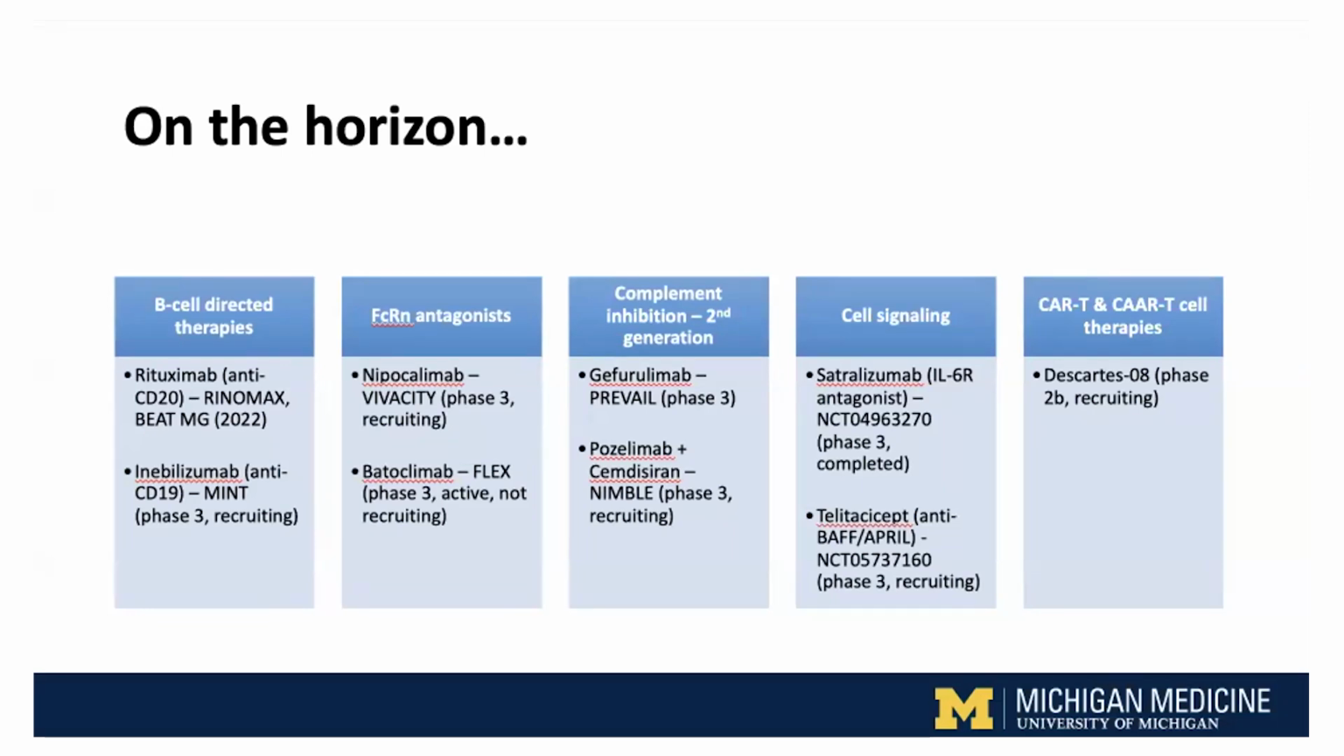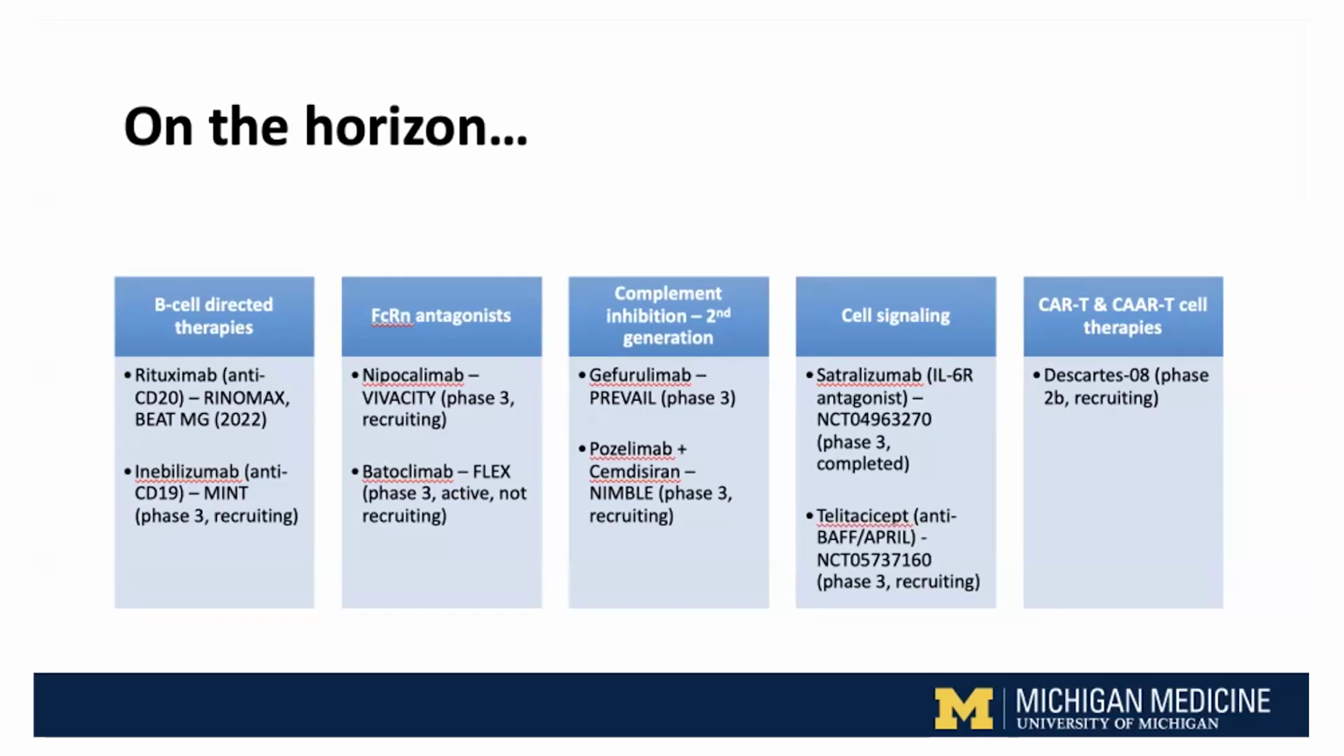On the horizon, many medications are on the horizon, which is a very exciting time to take care of patients with myasthenia gravis and to also kind of look for the future. There's a lot of different options. There's infusions, there's injections, there's different ways that we're targeting the disease. And I think what we're looking at here is just an example of all the different types of those treatments that are in clinical trials right now.